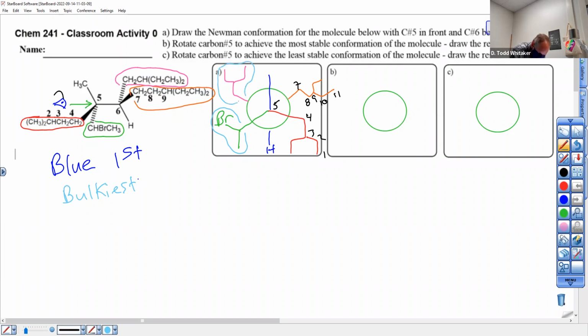And I see that those groups, the two circled groups, are not as far apart from each other as possible. Therefore, this is not the most stable conformation. I need to rotate one of the carbons, and I even gave you a hint which one I wanted you to rotate. Rotate carbon 5 to achieve the most stable conformation. How many degrees do I need to rotate it so that the pink group ends up 180 degrees from this bond? Good exercise we should take some time on.